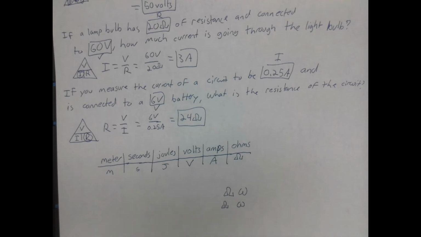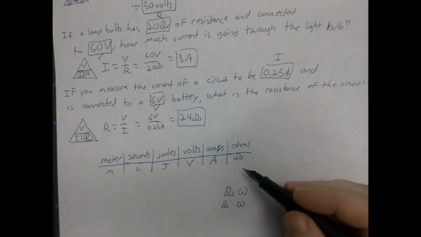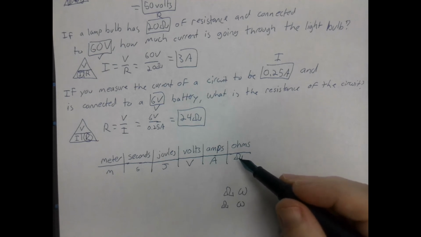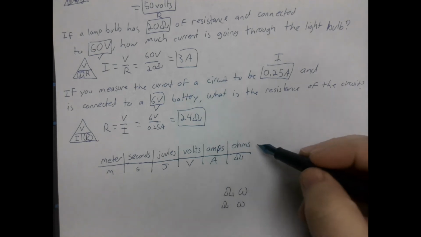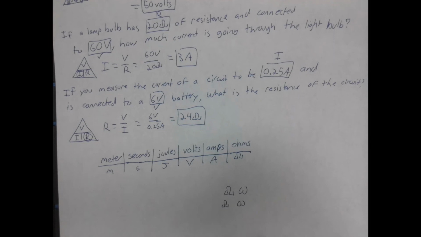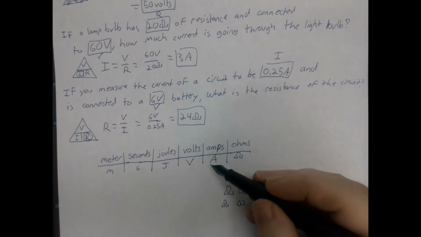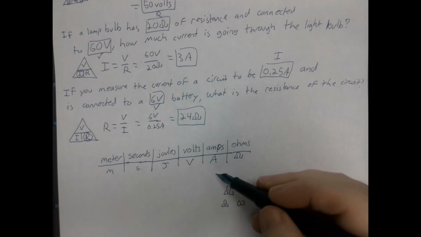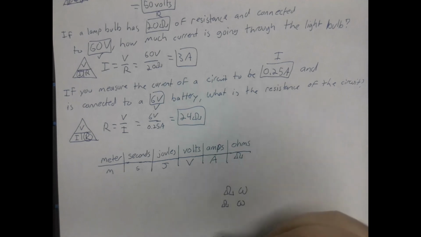Any questions? If you cannot write this symbol neatly, I will admit I'm probably not the best writer of the Greek letter omega myself. Write the word ohms out instead. If you're unable to use capital letter A, write the word out, amps.